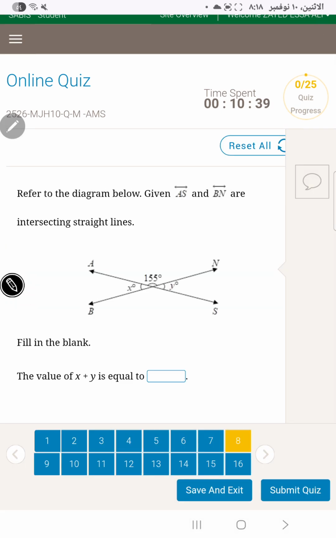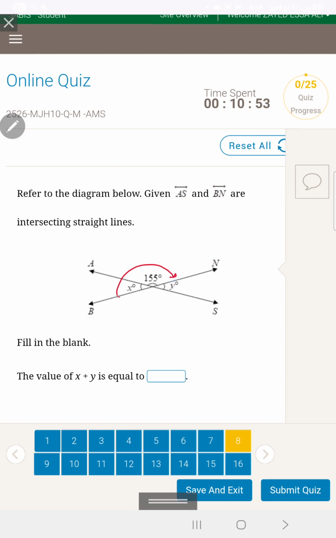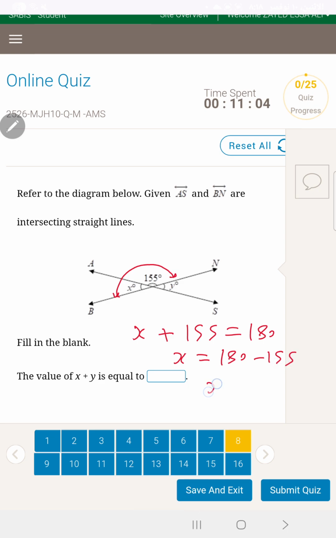Question number 8. Refer to the diagram of intersecting straight lines, fill in the blank. The value of x plus y is equal to what? Now here, let's find x and let's find y, and then we can find the value of x plus y. x plus 155 is equal to 180. So x is equal to 180 minus 155, x is equal to 25. So x is 25 and y is 25 because vertically opposite angles, or vertical angles, are equal. So x plus y must be 50, and that is the answer.